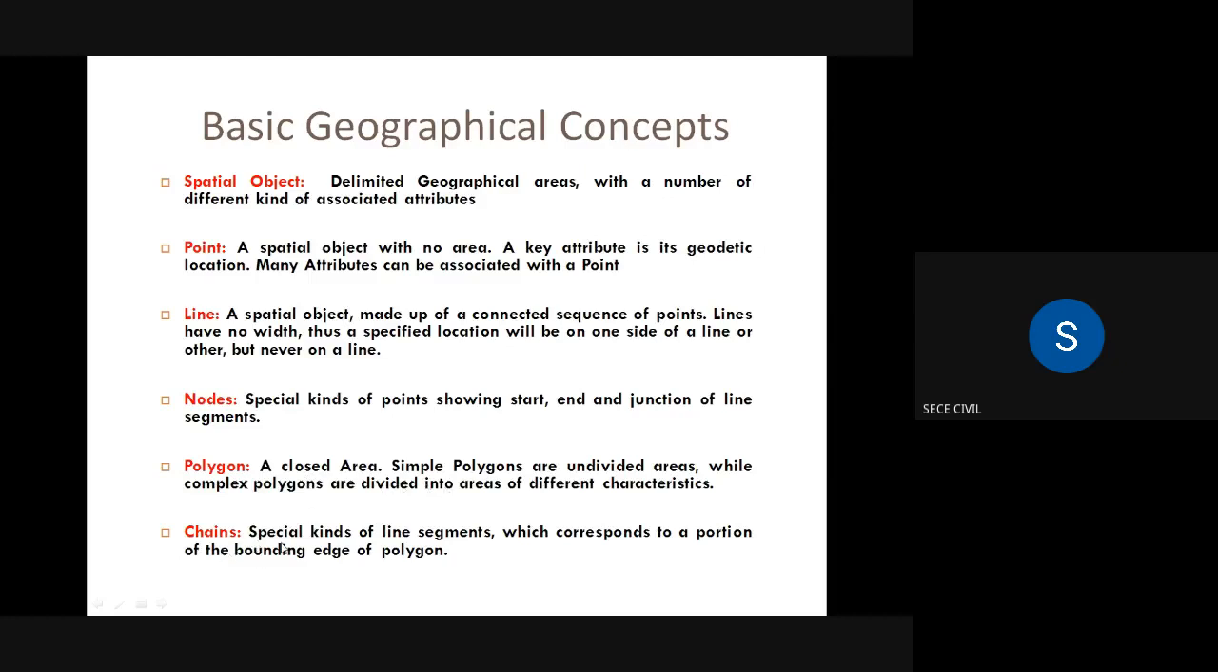Then chain, a special kind of line segment which corresponds to a portion of the bounding edge of a polygon. So these are some of the basic geographical concepts. You have to know what a spatial object is, what a point, line, node, polygon, and chain are. It will come under 2 marks.